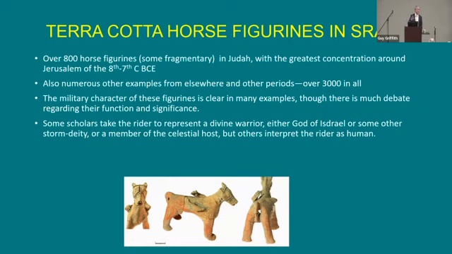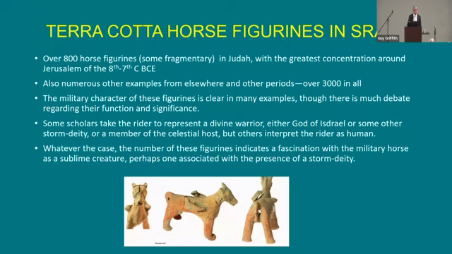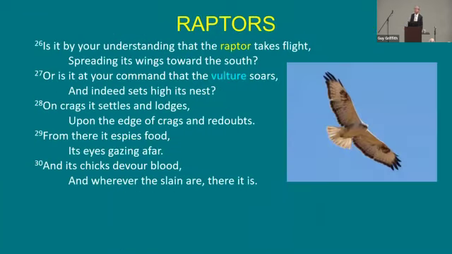Others think that it's a toy, but I don't think it's a toy. There are now 3,000 of them. It's not a toy. Why would you have 800 in Jerusalem as a toy? I think it's a silly argument. I think it most likely represents divine presence, God as warrior.